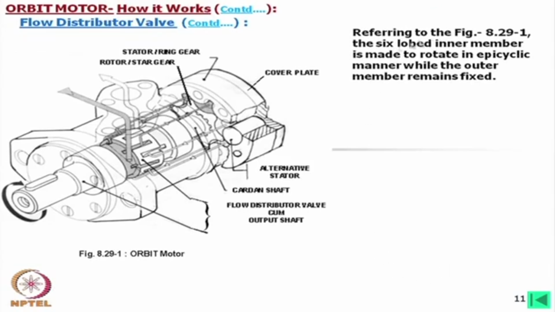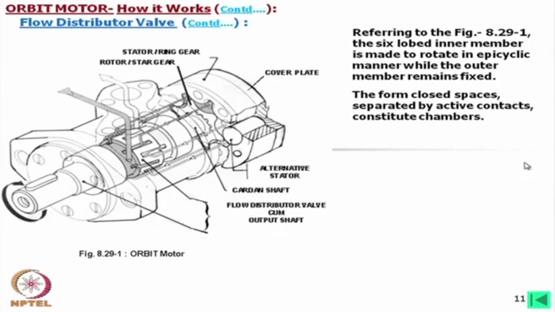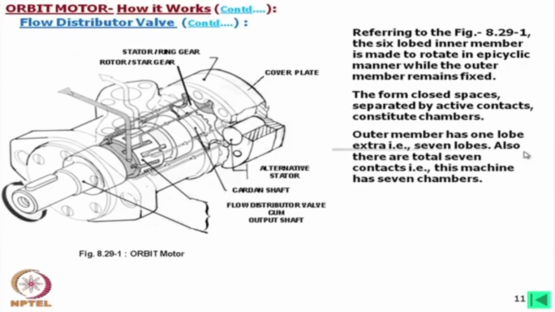Now, with this figure, in this case it is a 6-lobed inner member. The 6-lobed inner member is made to rotate in an epicyclic manner while the outer member remains fixed. The term is form closed: the spaces between the separating active contacts, these contacts are called active contacts, constitute chambers. The outer member has 1 lobe extra, in this case 7 lobes.